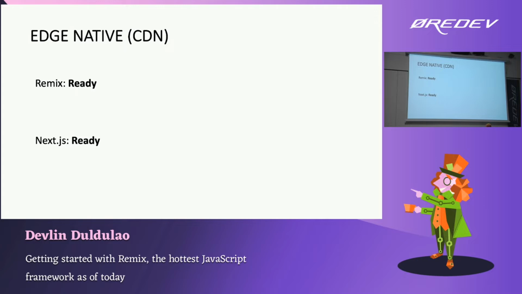Edge native, or CDN. So both of them are ready. You can deploy your application in different servers across different regions around the world, and your users don't have to hit the origin server. They have this already at the CDN, right? So they're both edge native.